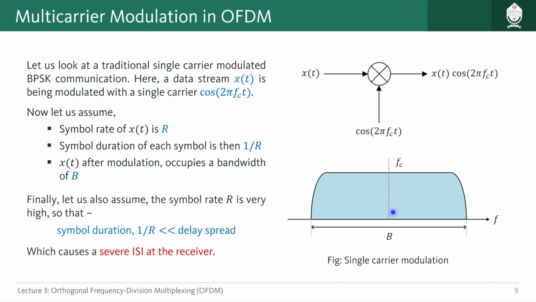Let us also assume that the symbol rate r is very high, so obviously the inverse of that, the symbol duration, will be very low. So the symbol duration 1 divided by r is very low, even lower compared to our delay spread. And we already know that if our symbol duration is much lower than our delay spread, it will cause severe inter-symbol interference at the receiver. So this is the problem we want to somehow minimize or mitigate.